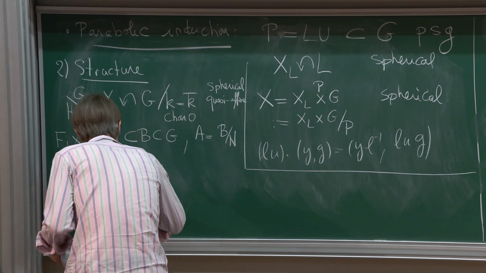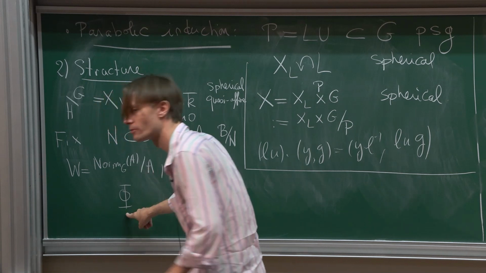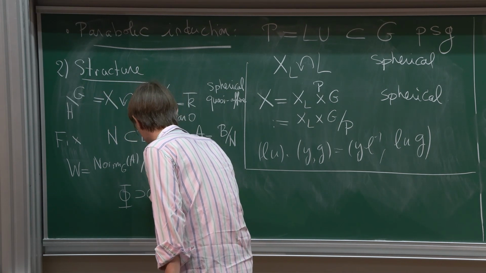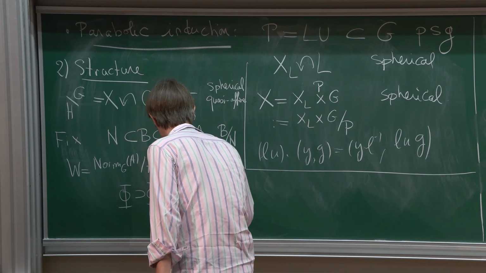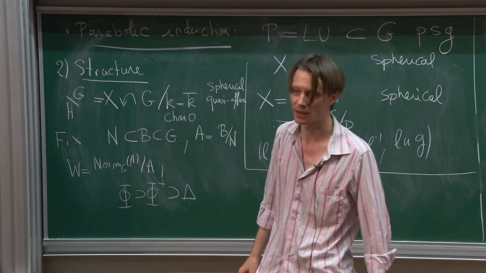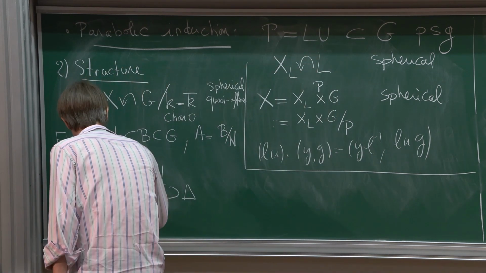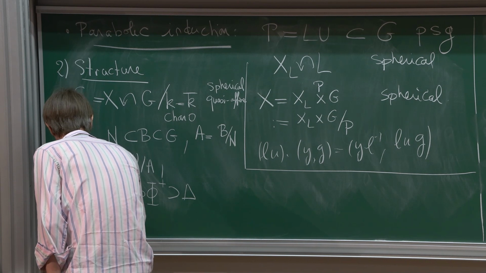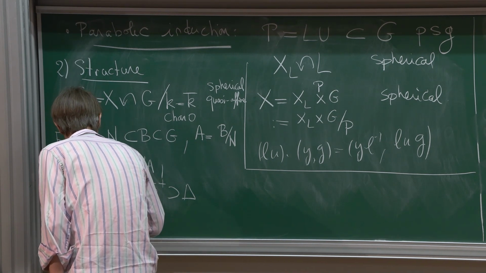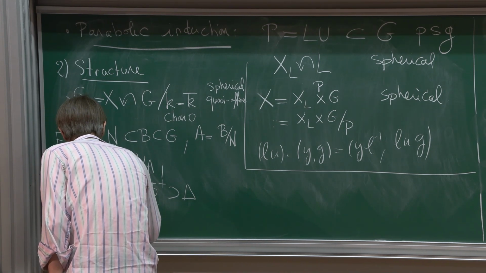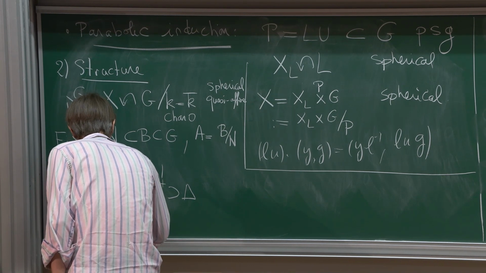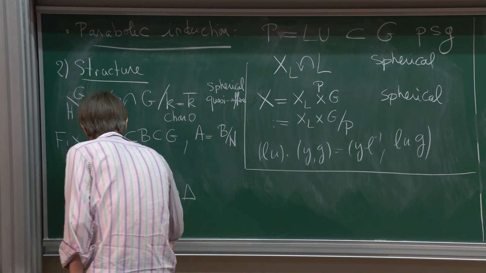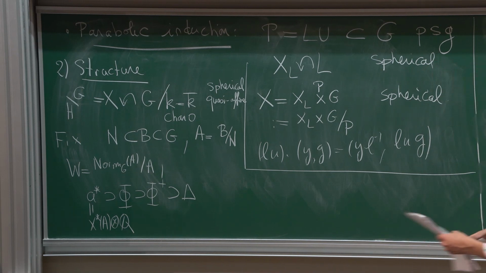Then we have the set of all roots, Phi, a subset of positive roots, and Delta will be the set of simple roots. And these are all included in A star, or rather, they are in the character group of A, but I will always tensor the character group of A by Q and denote this resulting space by a small a star.